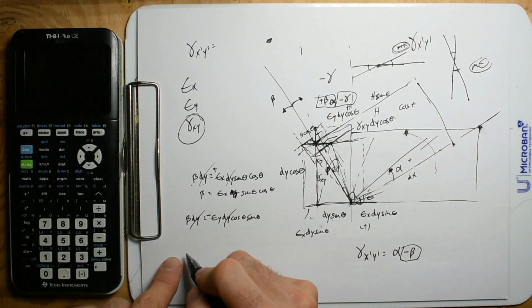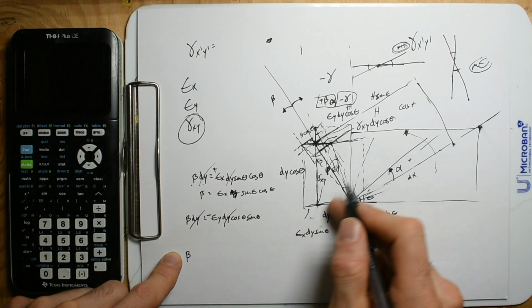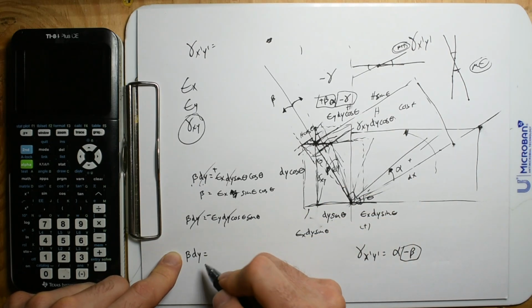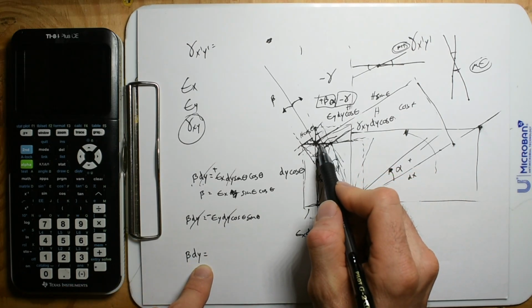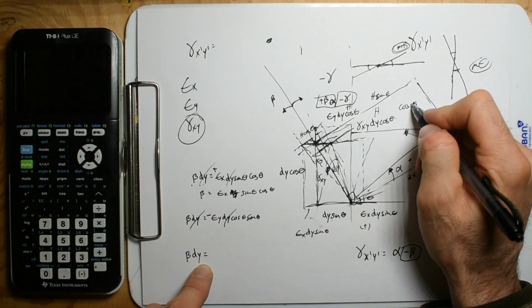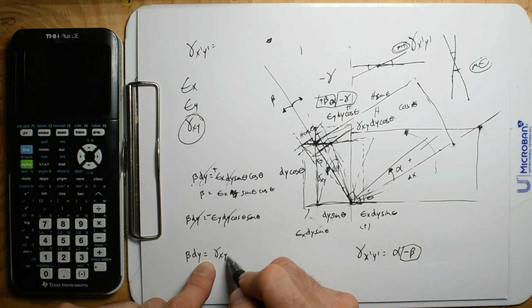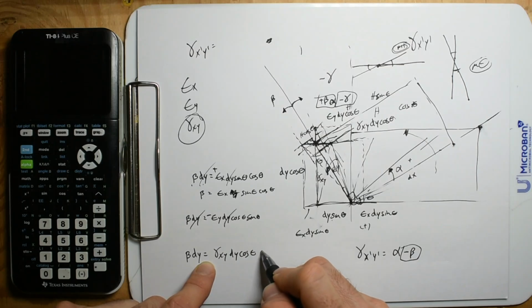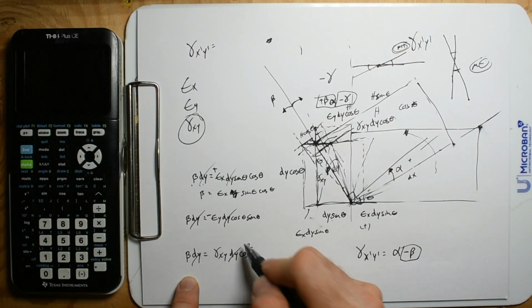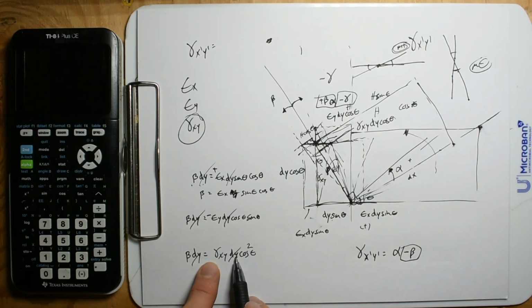So I'm going to have radians, beta radians times radius. Beta times dy is this hypotenuse cosine of the angle. So I'm going to have cosine squared. So we're going to have gamma xy dy cosine theta squared. And you just see it's super fast to cancel out the dy's.